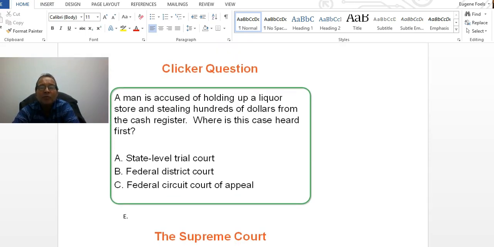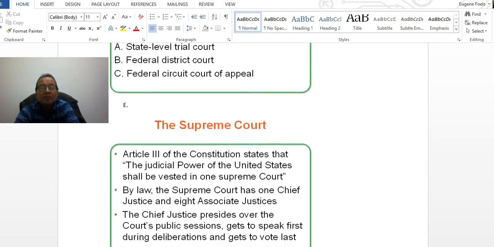And here's a quick question for you. And the answer here will be A. The state trial court was where that would be heard first.